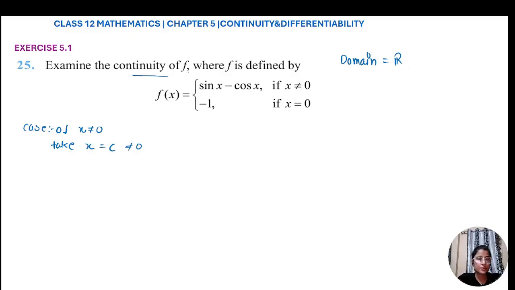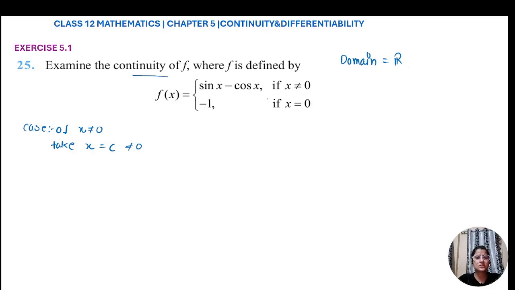As you have seen in the previous video of question number 23 and 24, I also shared that trigonometric functions are continuous in their domain. In particular, we started with the very basic trigonometric functions, sine and cos. Sine and cos functions are continuous in their domain, and we know that the domain of sine and cos is whole R. So for all x not equal to 0 also they will be continuous, because the domain is whole R.